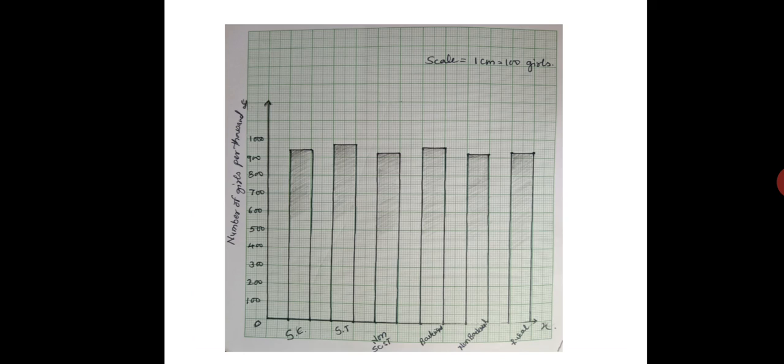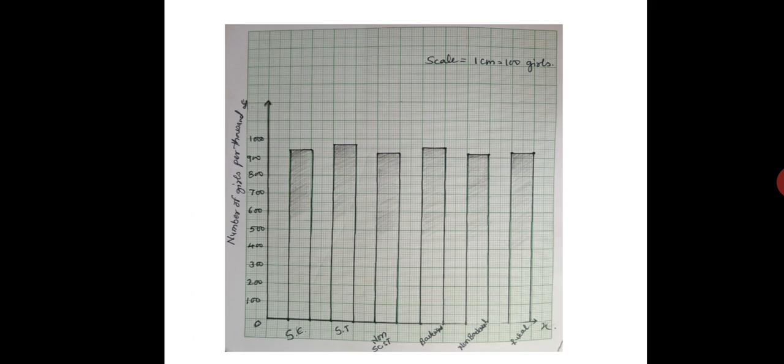Now for the frequency, I have taken from 0 to 100, 200 till 1000. The numbers of girls are around 900 to 1000, so we have to show these numbers between 900 and 1000. But while showing it on the graph, we have to start from 0, and equal distance has to be taken from 0 to 100, 200, 300 like that.